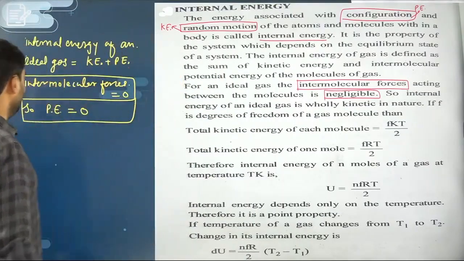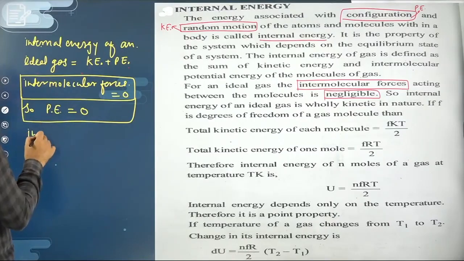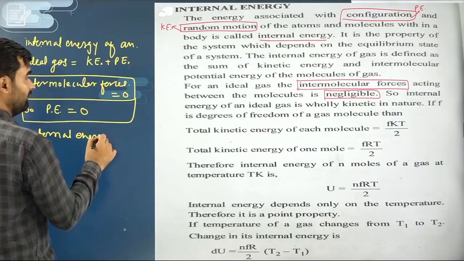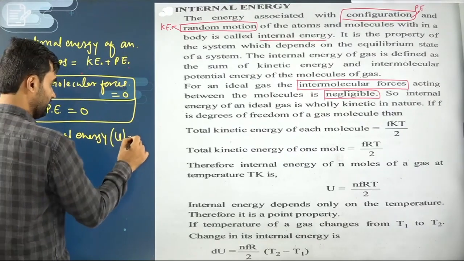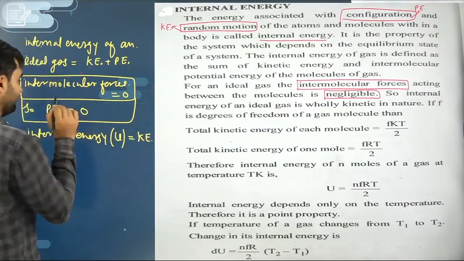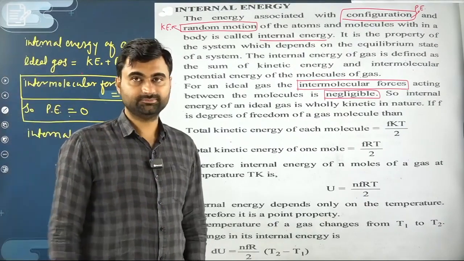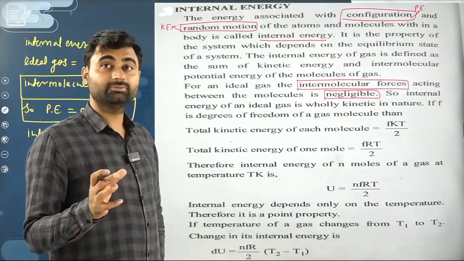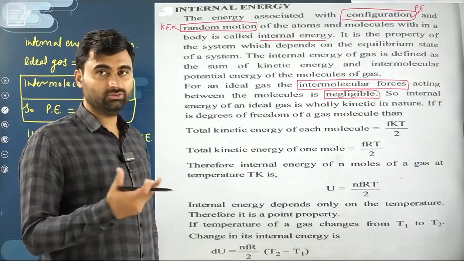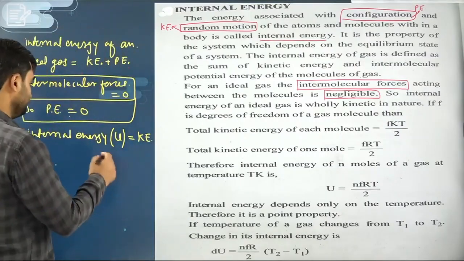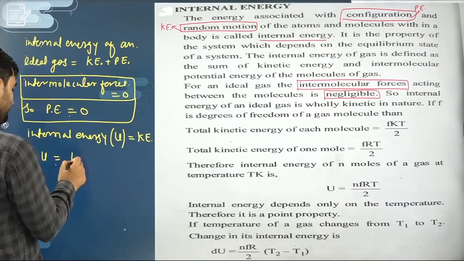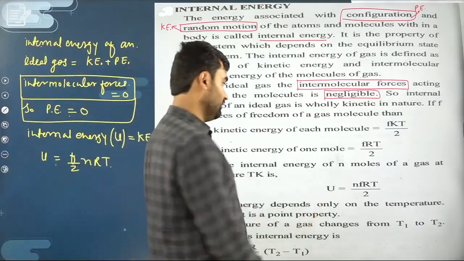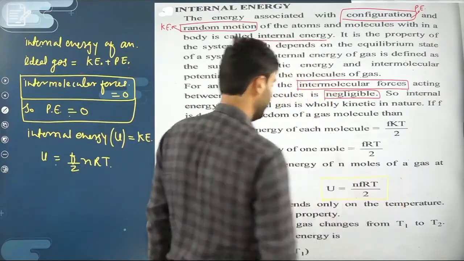Clear? Okay, so potential energy is 0, then we can write that internal energy, which we generally represent by U, is equal to kinetic energy, because potential energy becomes 0. Is it clear? Okay. Now next point, what is the formula of internal energy? Internal energy equals kinetic energy, and the formula is F by 2 nRT. This is the formula of internal energy, F by 2 nRT.